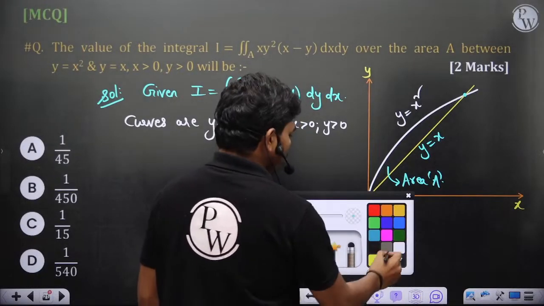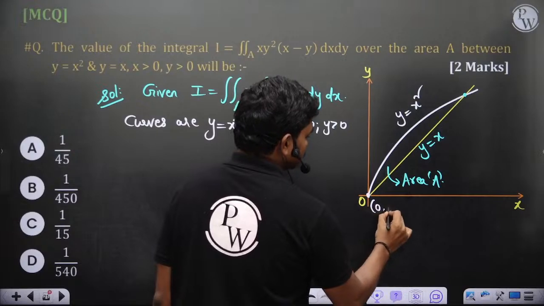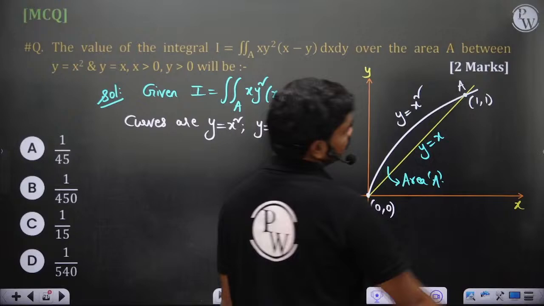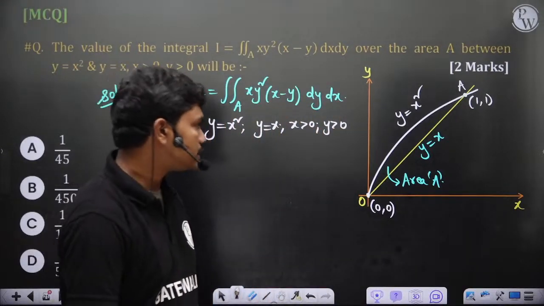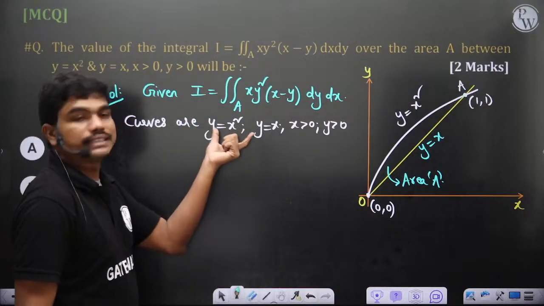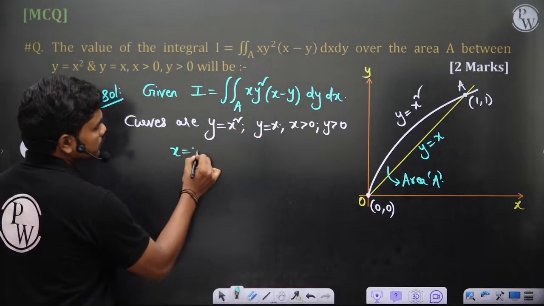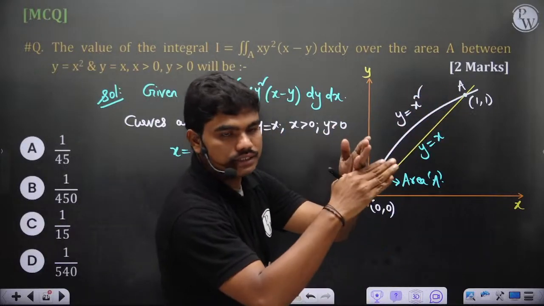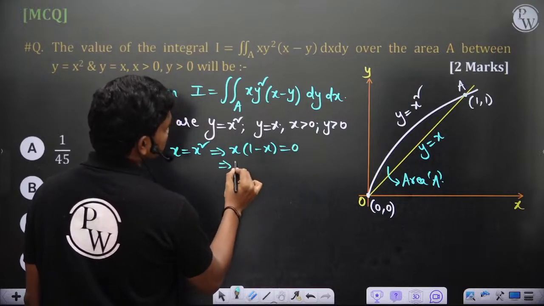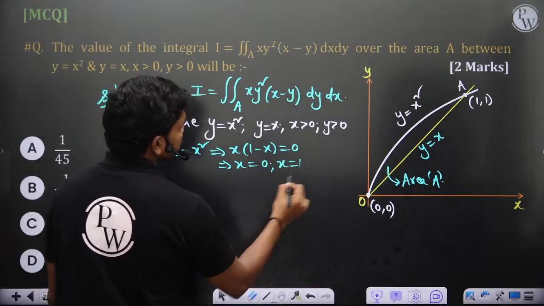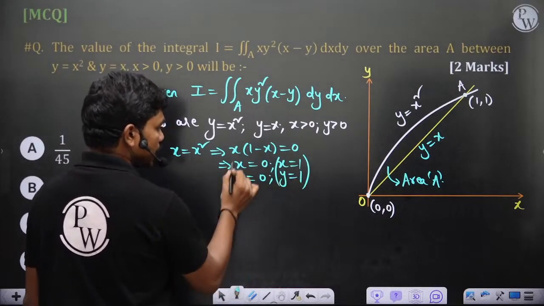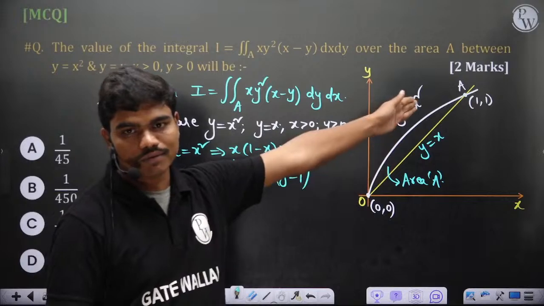One point of intersection of these two curves is the origin. The other point of intersection is (1, 1). The reason is, if you want to solve these two curves, x and x squared have the same value at the same x. So if you write x is equal to x squared, because at this point both the curves are intersecting, this implies x into (1 minus x) is equal to 0. So x is equal to 0, x is equal to 1. If x is equal to 0, y is also 0, and if x is equal to 1, y is also 1. So these are the points of intersection: the origin and (1, 1).